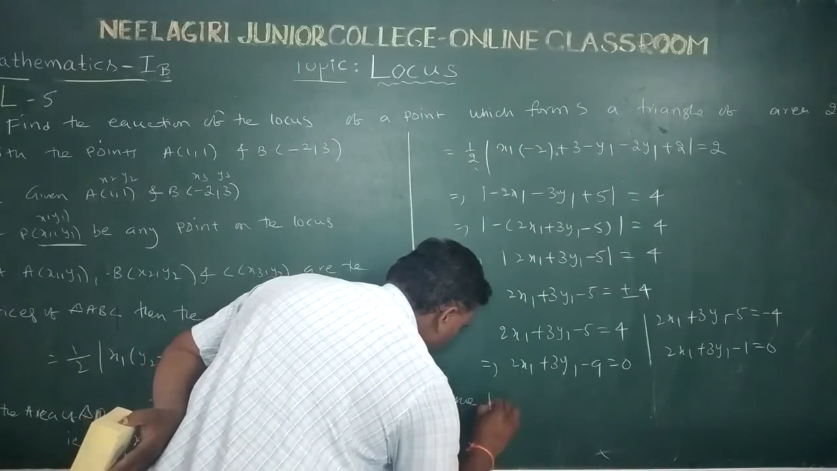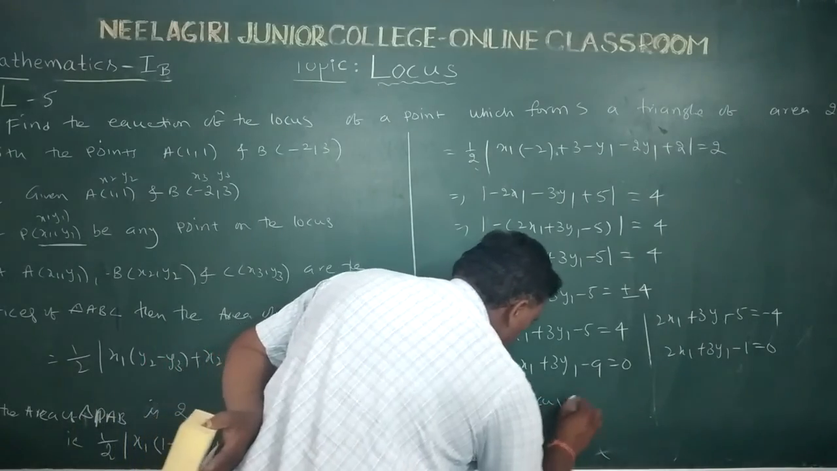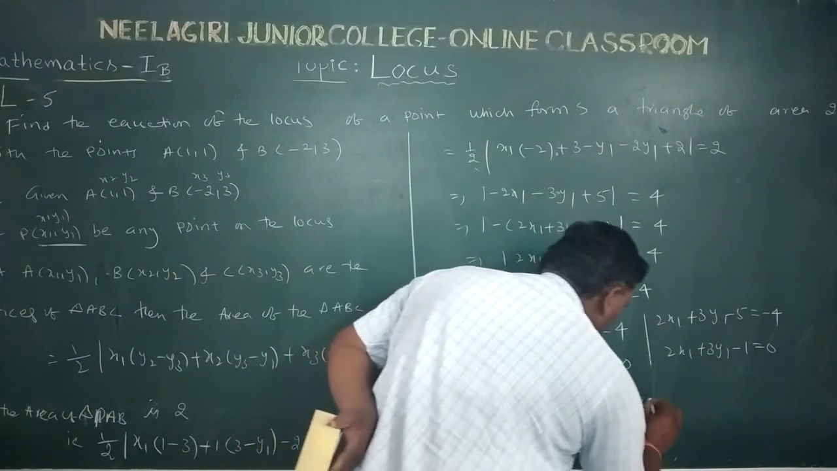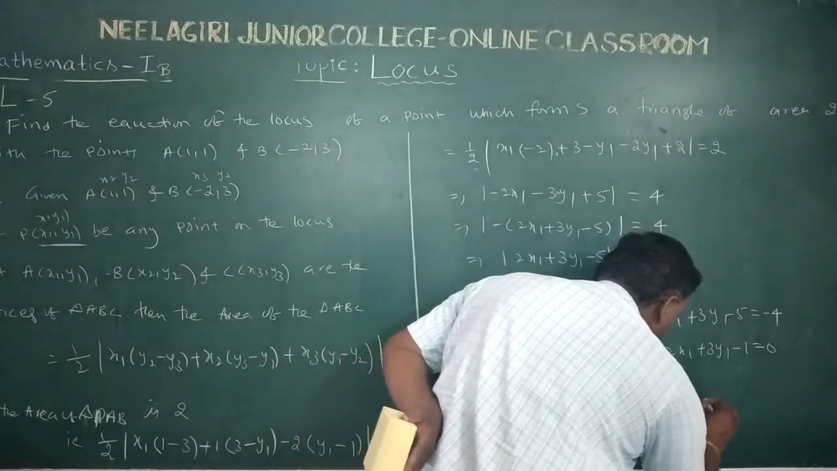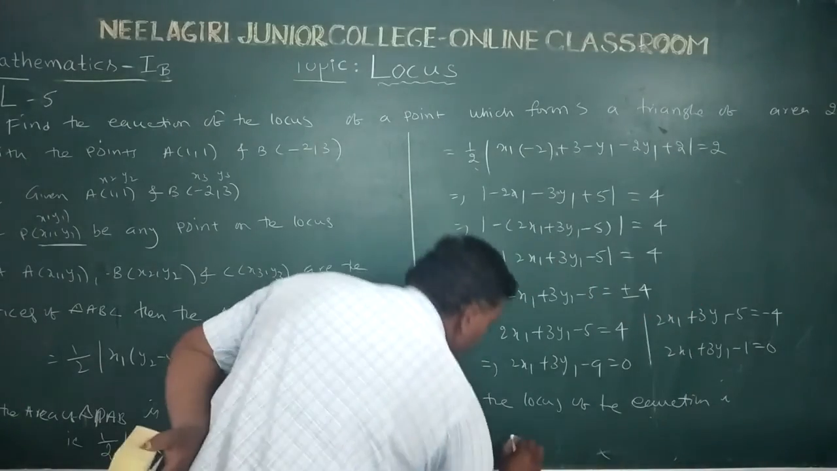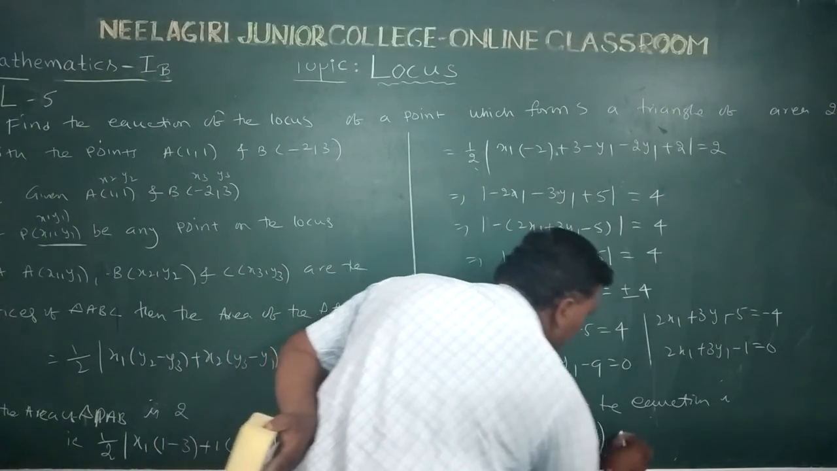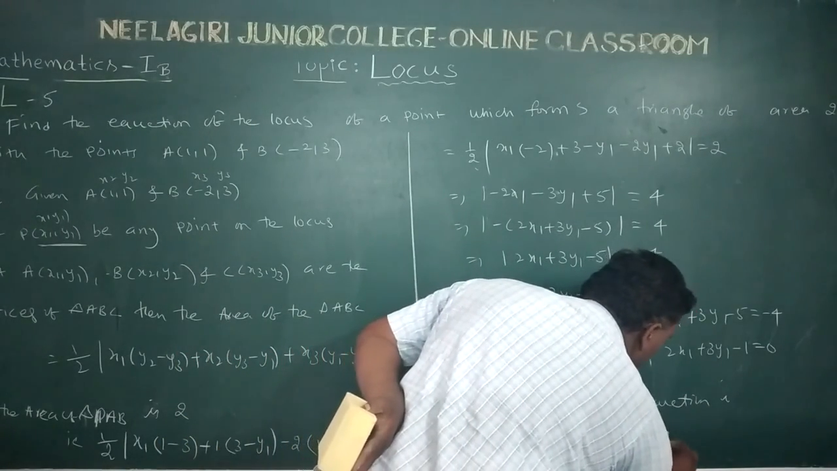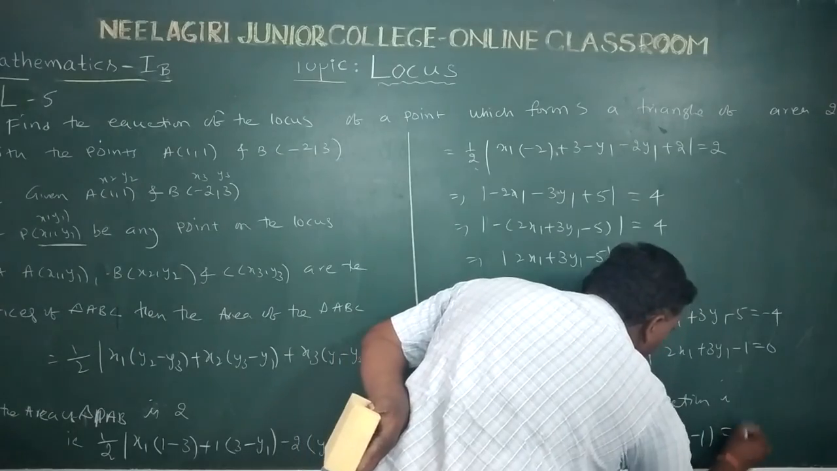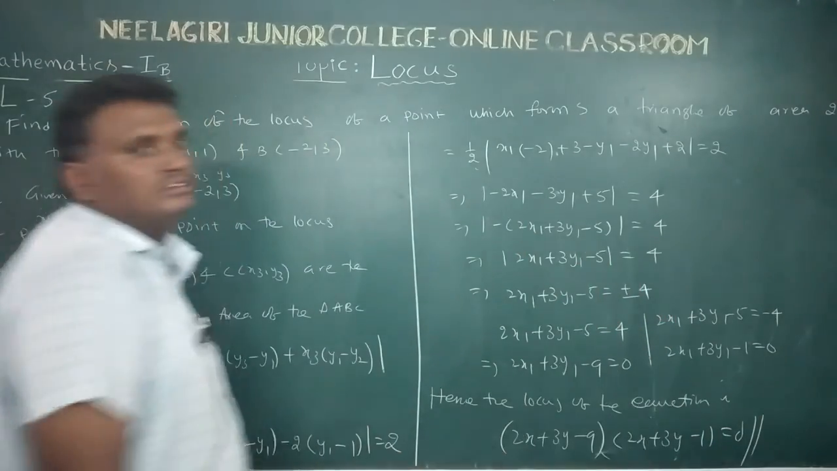Hence the equation of the locus is (2x plus 3y minus 9) into (2x plus 3y minus 1) is equal to 0.